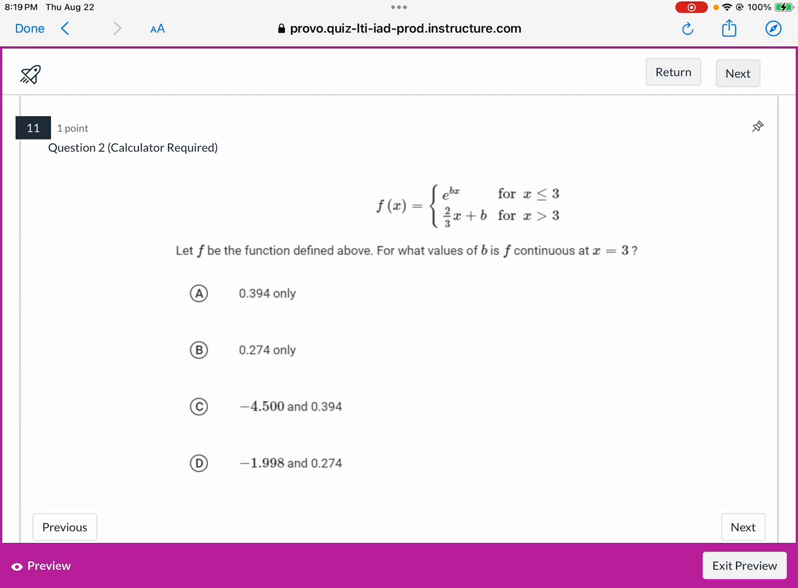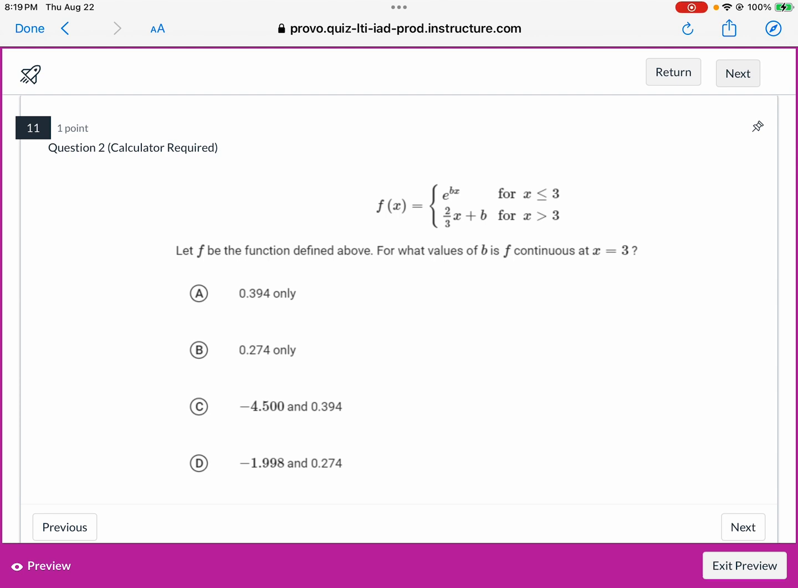The next one is also calculator required. This one does look like you're going to want a calculator. This one will be similar to the calculator required problem that we did in the homework. Let f be a function defined above. For what values of b is f continuous at x equals 3? If these two pieces of this function are going to be continuous at x equals 3, then they have to be equivalent at x equals 3. So you have to plug in 3 for x into both of these right here, and then you're going to have to graph both those functions and see where they intersect.